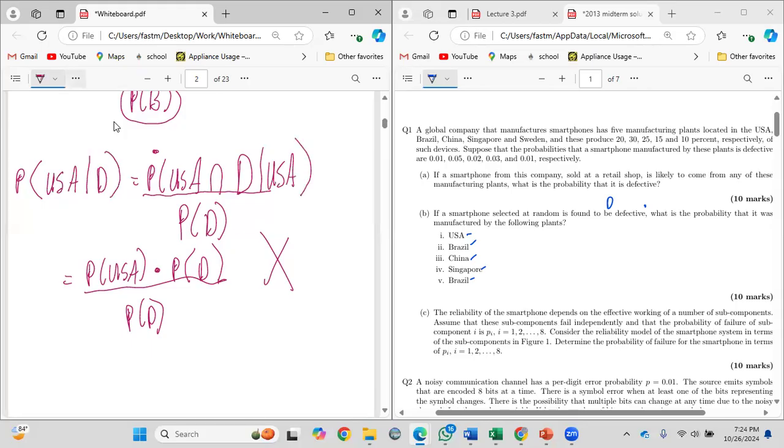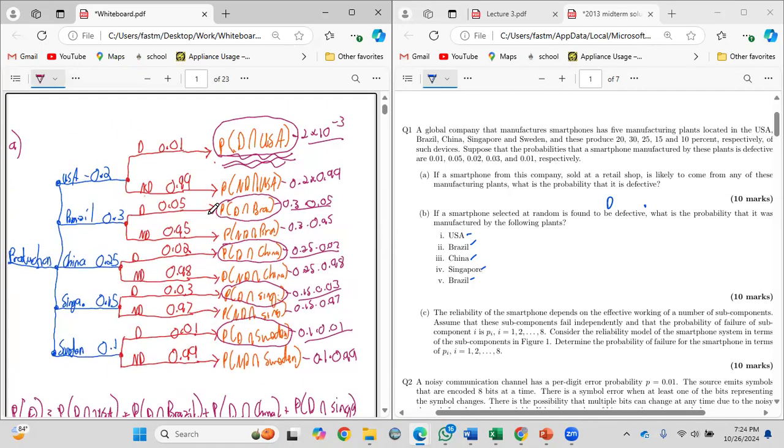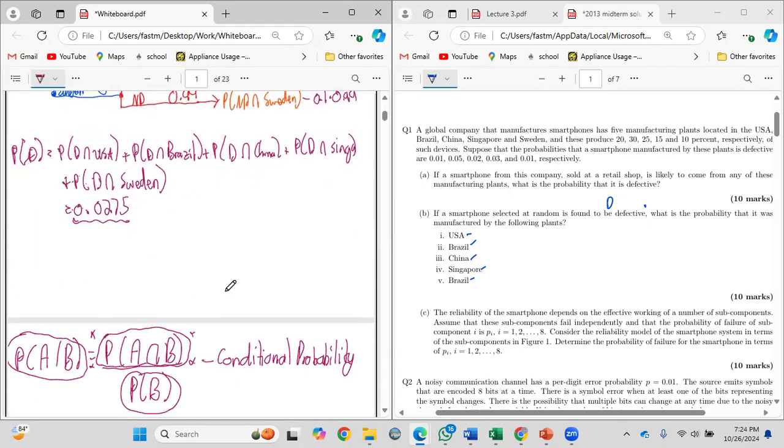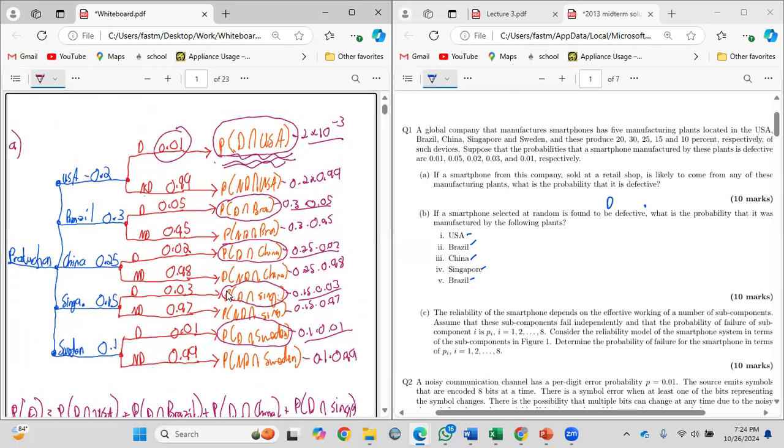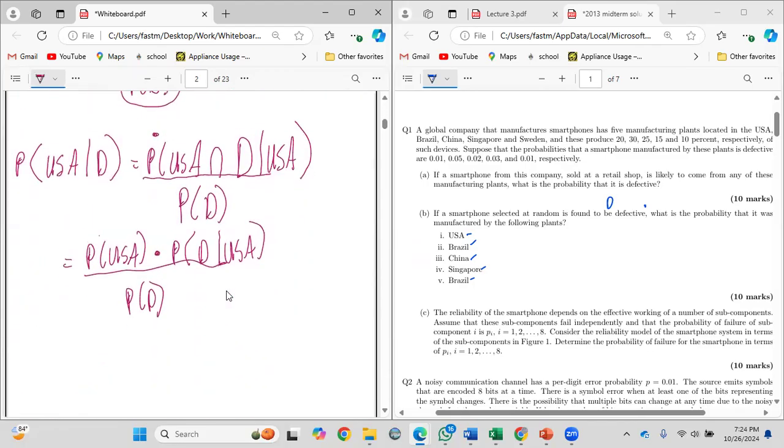And this down here is the same idea, so be careful when you're doing it, given that it's from USA. This value here is basically this value here, and this value here is basically this value here. If you want to, you can just take this and stop here. So this would be 0.2 by 0.01 divided by the probability of it being defective, which we calculated already, 0.0275. That will give you 0.072, to 3 decimal places.